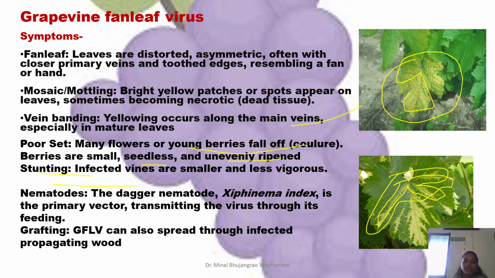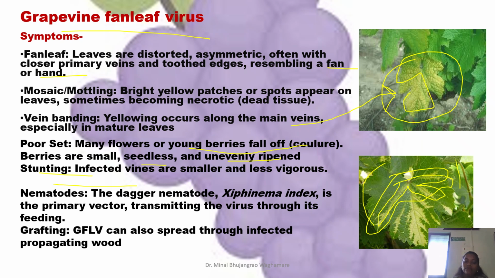These patches occur and the leaf gets damaged. In this we can see the leaf resembles a fan or hand-like structure. Okay, here we can see it looks like a fan or hand-like structure. Due to this, the disease name appears as grapevine fan leaf virus.